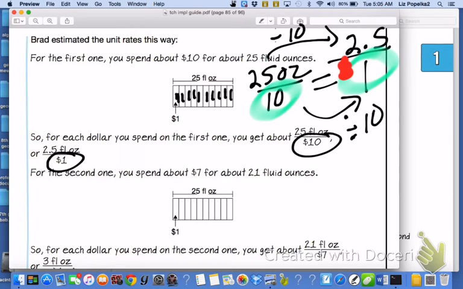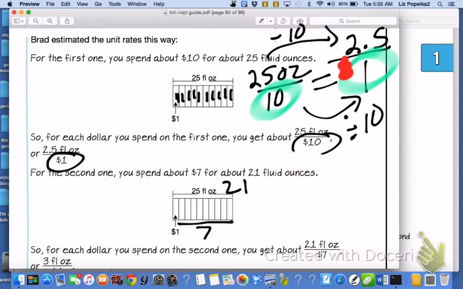So what he should have had is 7 of these little dollars. 1, 2, 3, 4, 5, 6, 7. Yeah, he's got too many. And for 21 ounces, really this picture should have a 21 up here at the top, and then we should only have 7 of these guys right here.